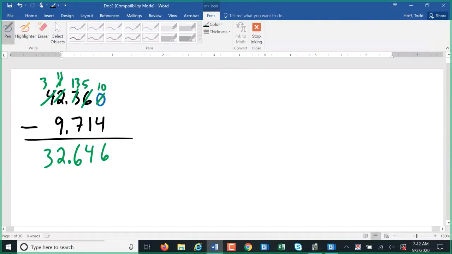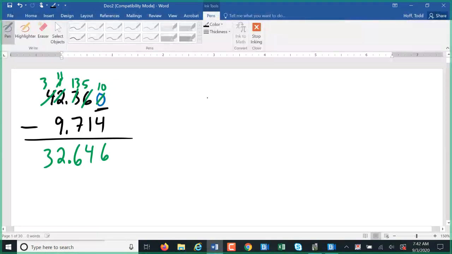So subtraction, again, is just like our whole numbers. The decimal does not affect the calculation. It just affects how we line up the digits, telling us where we have to fill in zeros, and then the decimal point comes straight down. For the rest of it, we pretty much ignore that decimal point as we do our calculation.